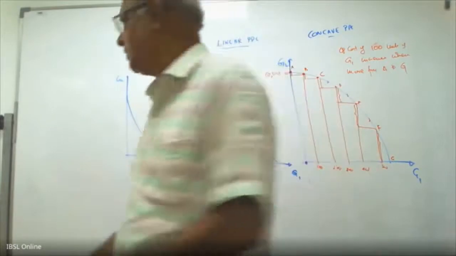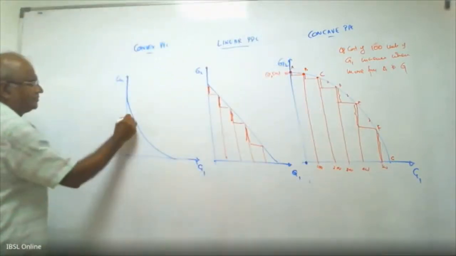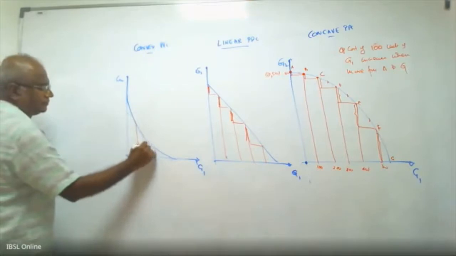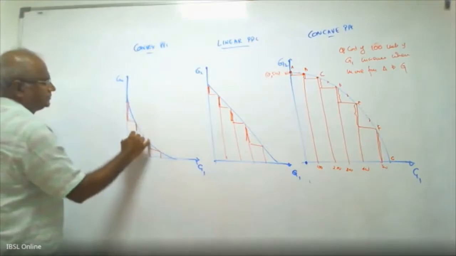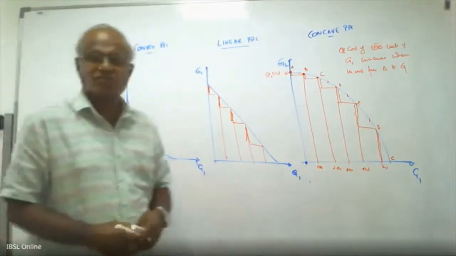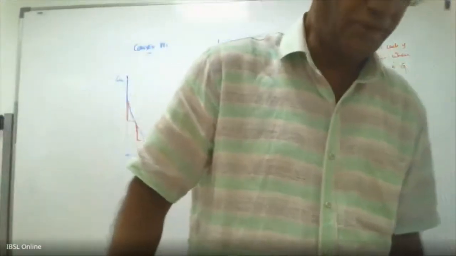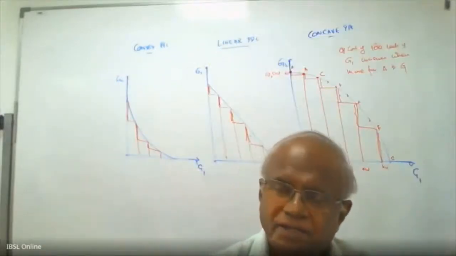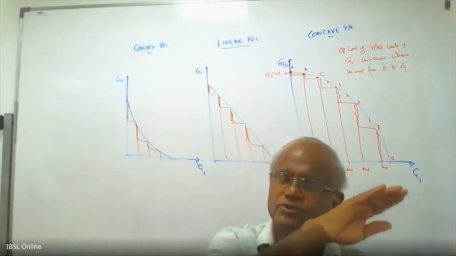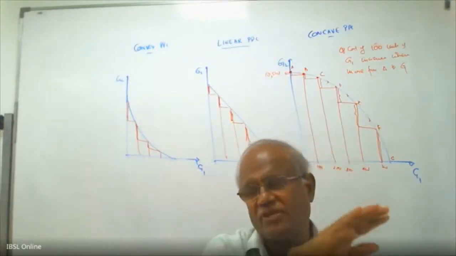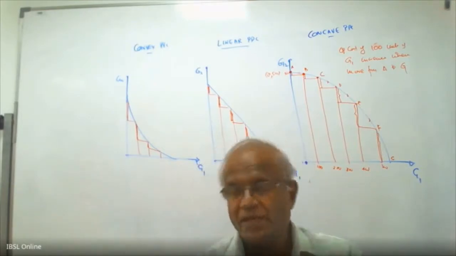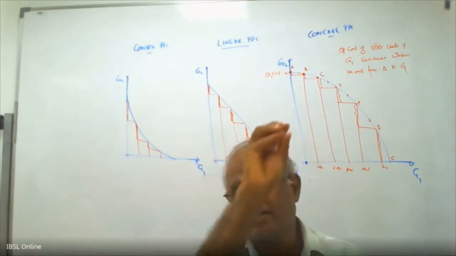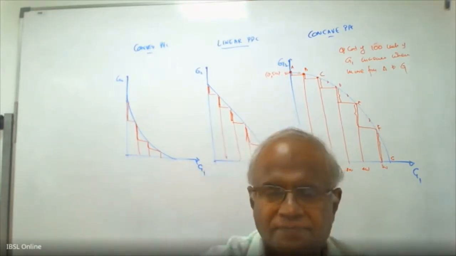Right? Then what will happen with convex? Opportunity cost decreases. Convex, opportunity cost decreases. So this is the relationship between the linear and the concave production possibility frontier. A concave PPC implies increasing opportunity cost. A linear production possibility frontier implies constant opportunity cost.